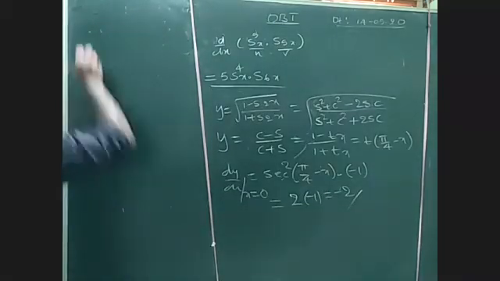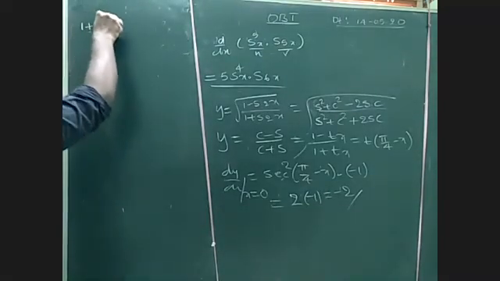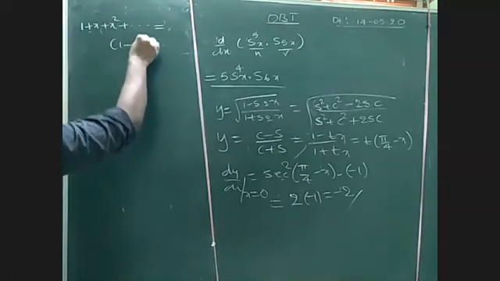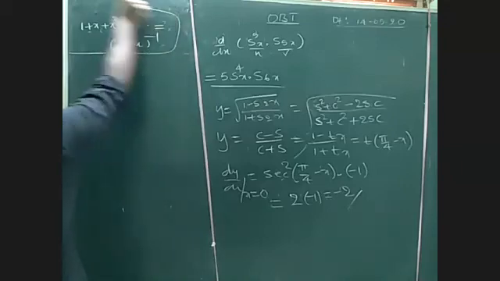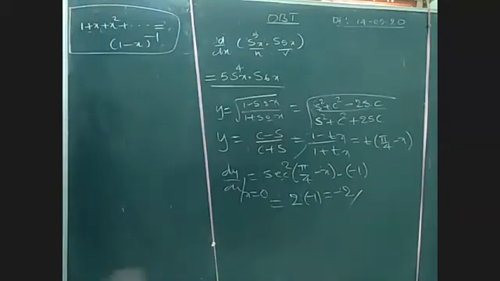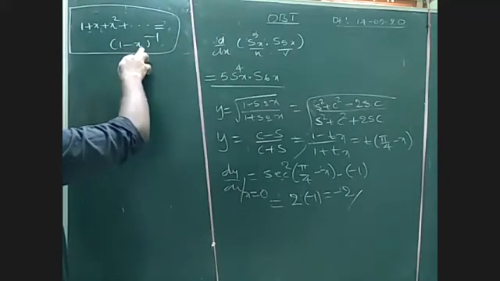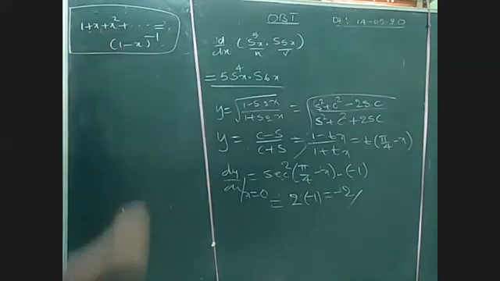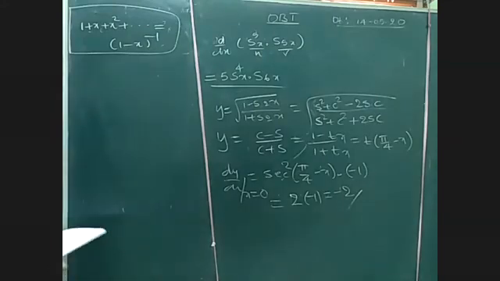Before doing the third question, you have to remember this expansion: 1 plus x square plus so on is (1 minus x) whole power minus 1. Already I think you studied this. The expansion of (1 minus x) power minus 1 is 1 plus x plus x square and so on. So if you want to do this question, we can remember this expansion.